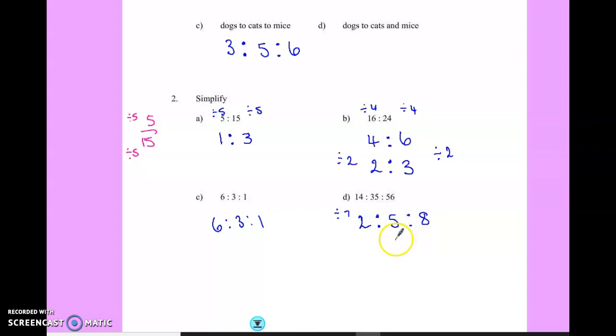Now, I'll put a worksheet on called Basic Ratio. If you want to practice these 2 things, you can try that one first. If you're quite confident with these things, we'll move on.